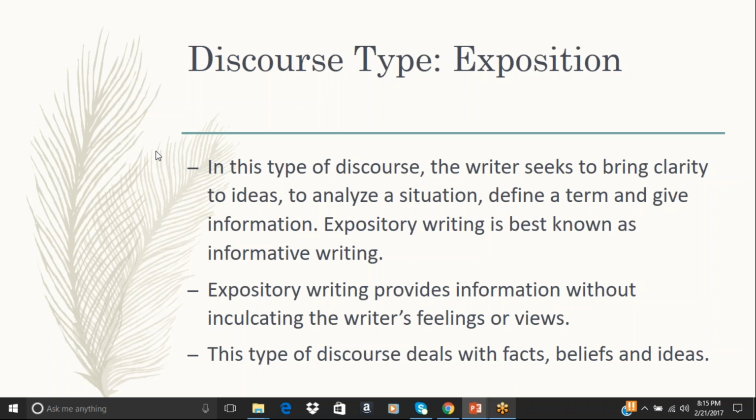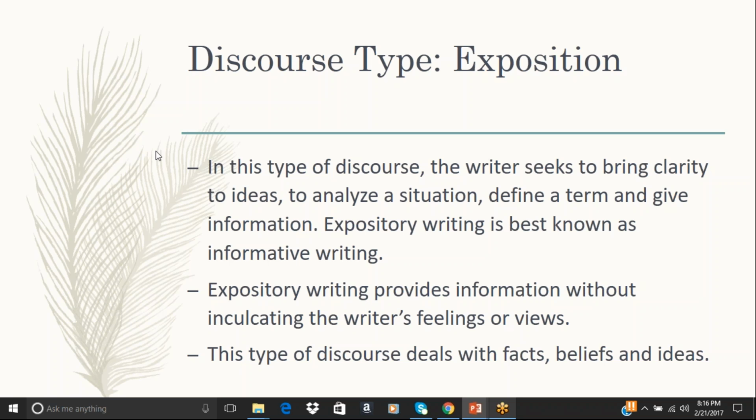Discourse type exposition. In this type of discourse, the writer seeks to bring clarity to ideas, to analyze a situation, define a term, and give information. Expository writing is best known as informative writing. Expository writing provides information without inculcating the writer's feelings or views. This type of discourse deals with facts, beliefs, and ideas. Thank you very much, Dylan.